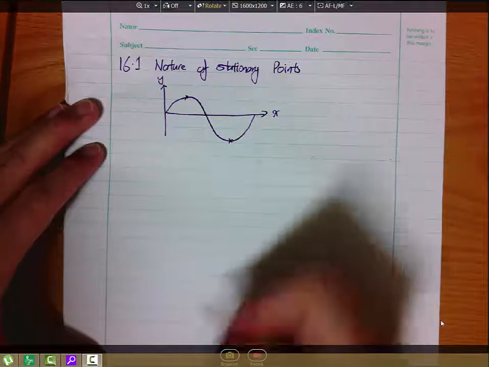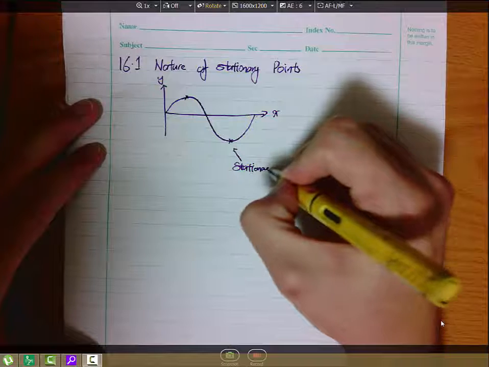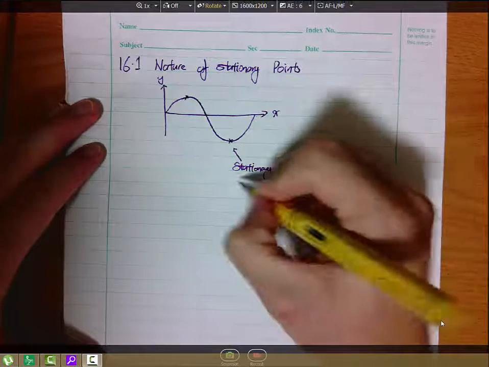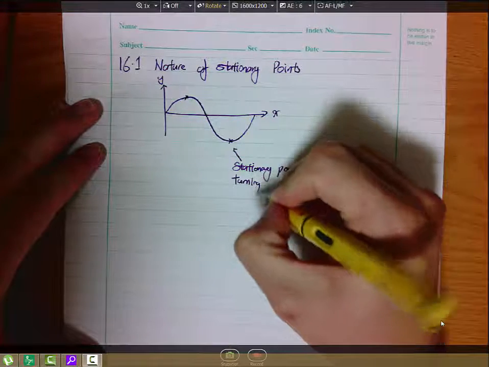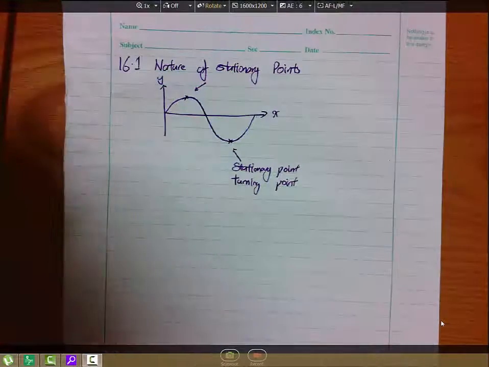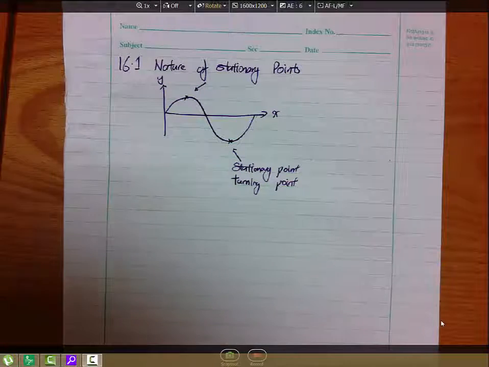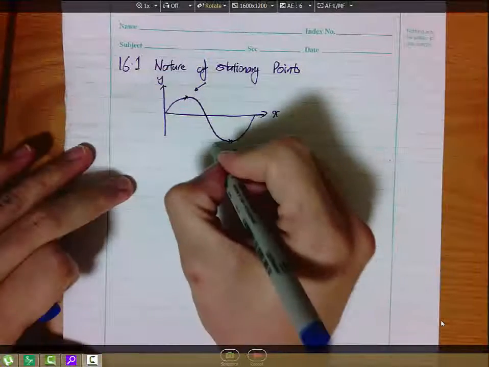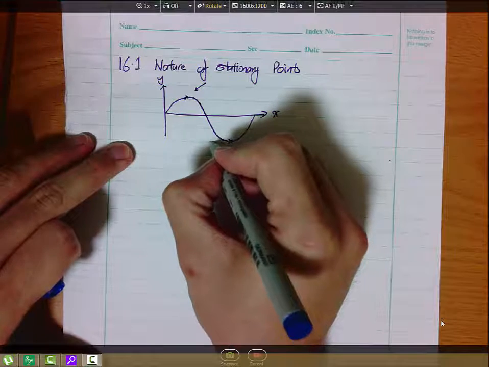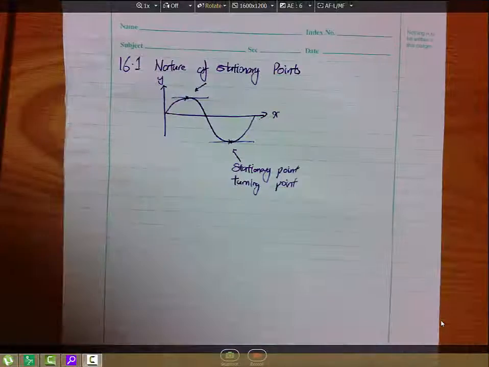A stationary point, you can call it a stationary point, or you can also call it a turning point. Same for this guy as well. If you were to draw the tangent at these points, you'll notice that at the turning point, if you were to draw a tangent to the curve there, it will be a flat straight line like this.